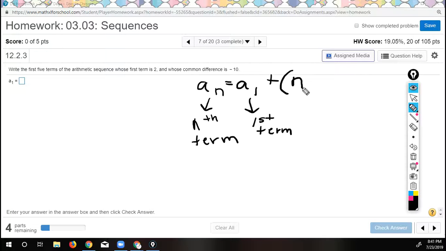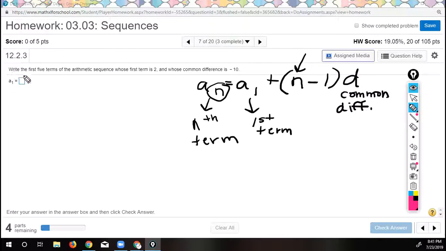The term position. So whichever one they give you here is what's going to go in here. So this is where the variable is. Minus 1 times the common difference. So how the numbers are changing.